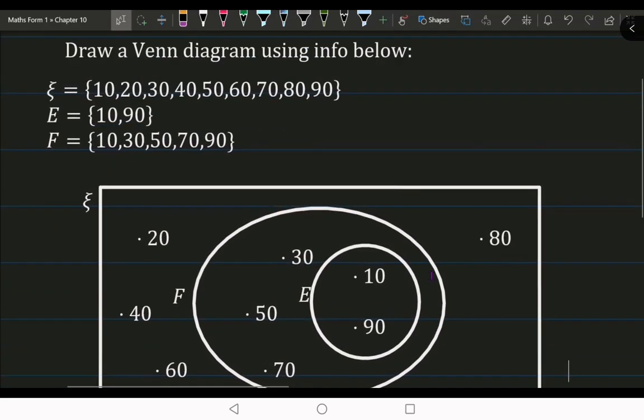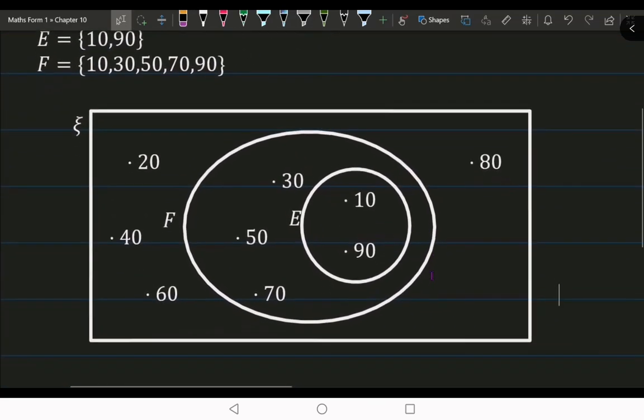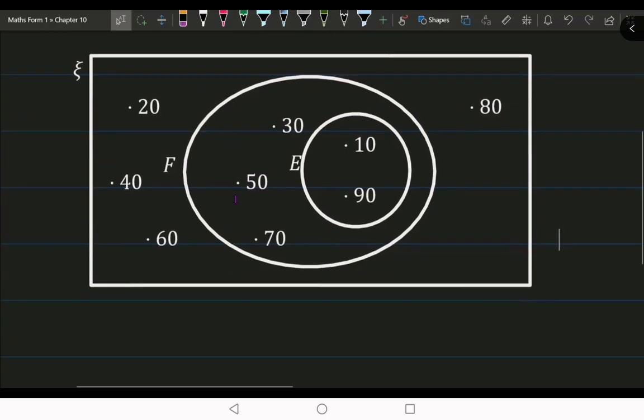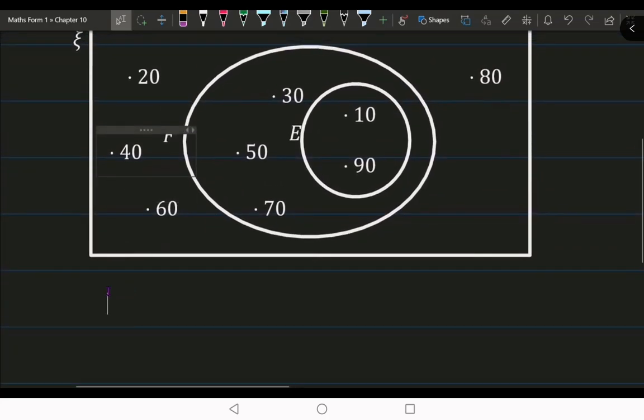So now we have already known about the universal set and Venn diagram. Now we are going to know about subset. You notice that E is a subset of F. So how to write that down?